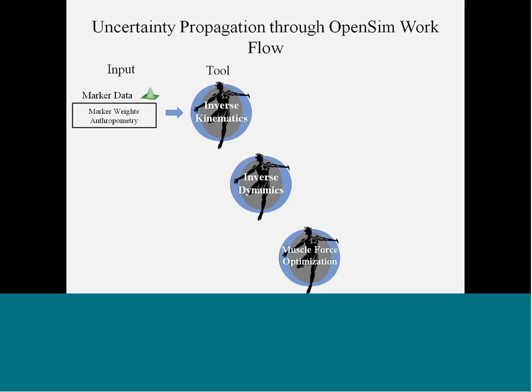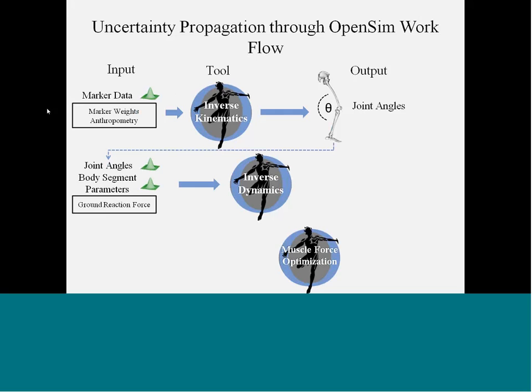And we know that there's a fair amount of uncertainty associated with your marker data that I've denoted with the little distribution symbol. And you may have more confidence in your marker weights and the anthropometry that you put into that. You then calculate your output joint angles from that tool. The joint angles then become the input into your inverse dynamics along with your body segment parameters, which also have some uncertainty associated with that. And you combine that with your ground reaction forces, with which we know we have a lot of confidence in the measurements of our ground reaction force.